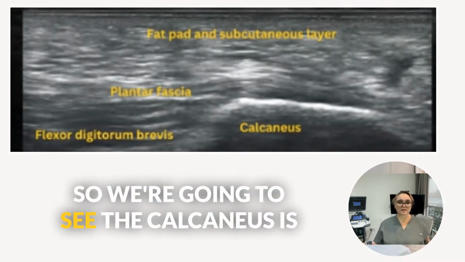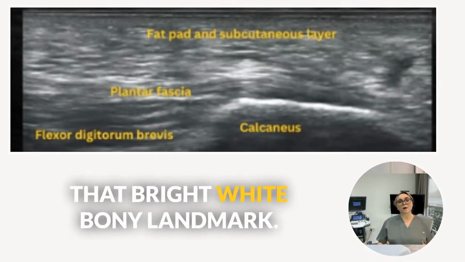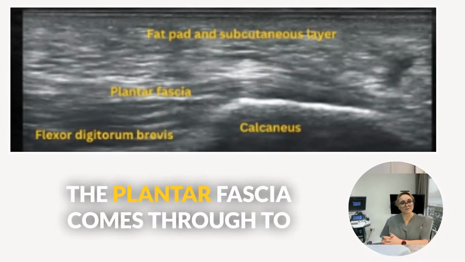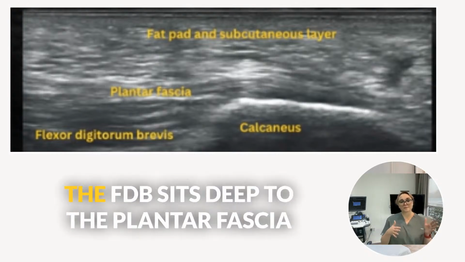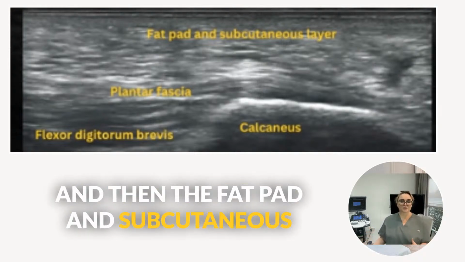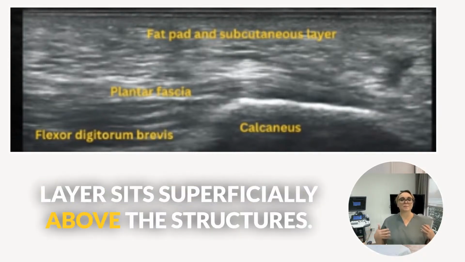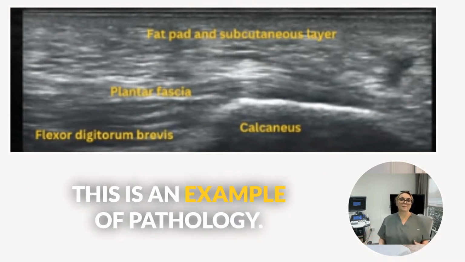So we're going to see the calcaneus is that bright white bony landmark. The plantar fascia comes through to attach onto it in this long axis view. The FDB sits deep to the plantar fascia, and then the fat pad and subcutaneous layer sit superficially above the structures. This is an example of pathology.